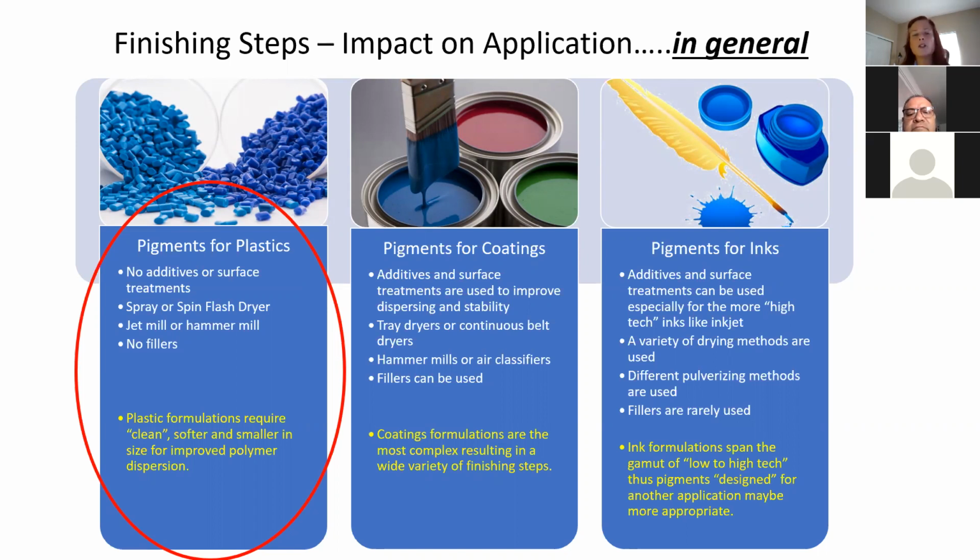And we also try to use spray dryers or spin flash dryers in order to keep the colorant particle size as small as possible, as well as being as narrow as possible. So as I said, we want to make sure that the dispersion of that colorant is as quick and as complete as possible in the plastics application.